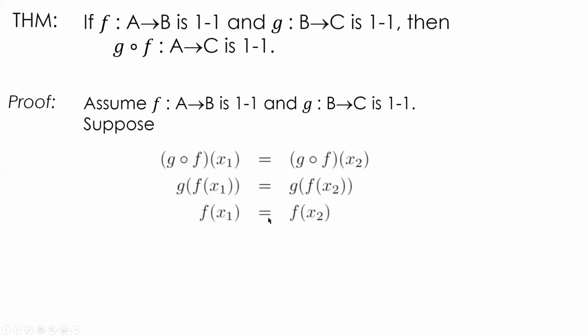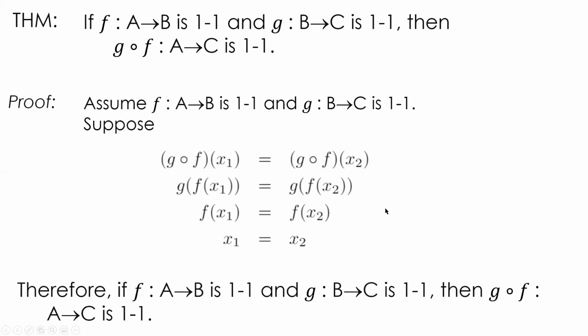Now I've got f of something equals f of something else. Since f is one-to-one, their insides must be equal. So I started off with g composed with f of x1 equal to g composed with f of x2 and got down to x1 equals x2. So therefore, the composition is one-to-one.